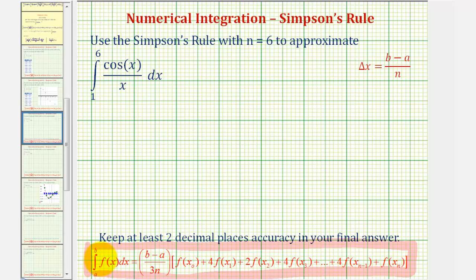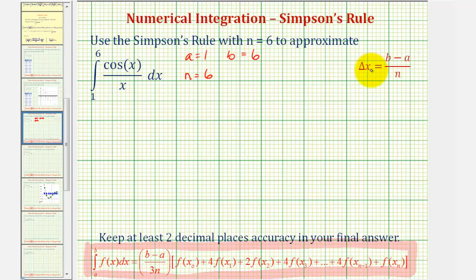First, notice a is the lower limit of integration, and b is the upper limit of integration. So for this example, a equals 1 and b equals 6. We're also told that n equals 6, so we'll have n subintervals on the interval from 1 to 6.